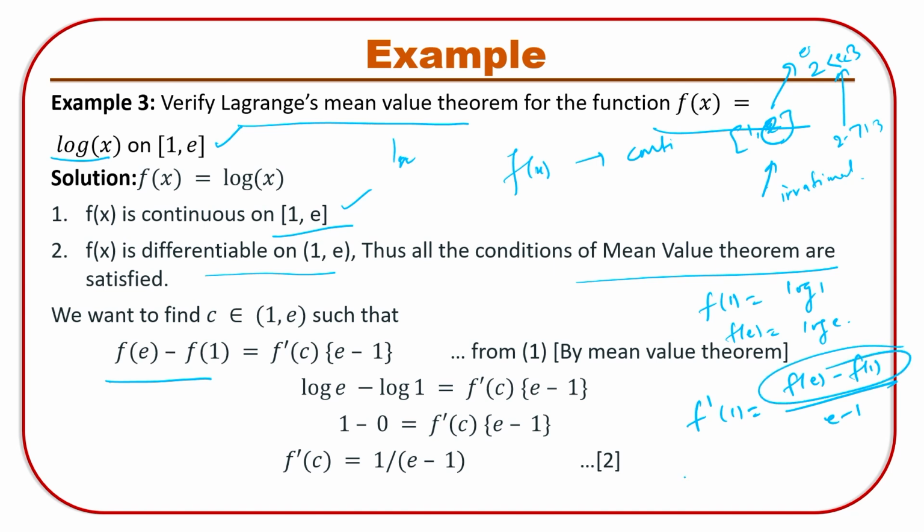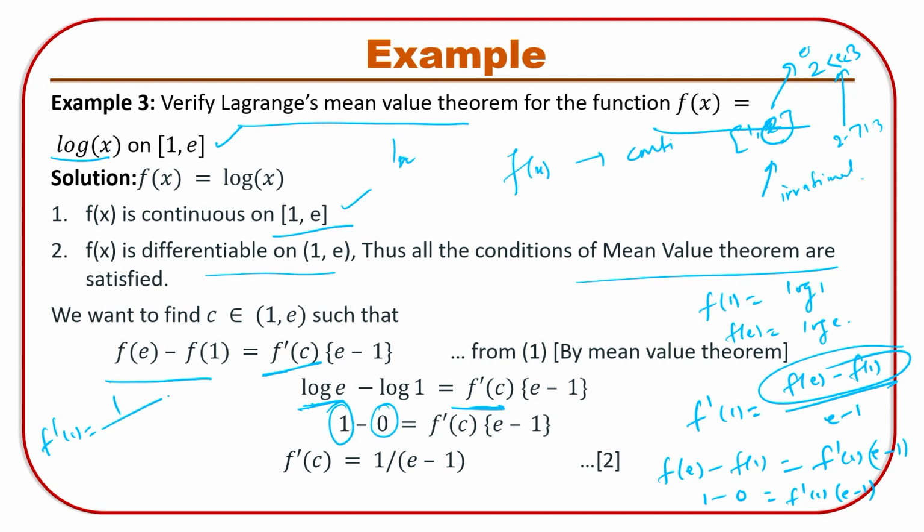Therefore, f of e minus f of 1 can be calculated. F of e minus f of 1 is equal to f dash of c into e minus 1, and f dash of c is unknown right now because we do not know the c value. So this will give you log of e, which means natural logarithm, so this will be 1, and log of 1 is equal to 0. So 1 minus 0 is equal to f dash of c into e minus 1. Take this e minus 1 to the other side, and this will give you f dash of c equal to 1 divided by e minus 1. That is one part.